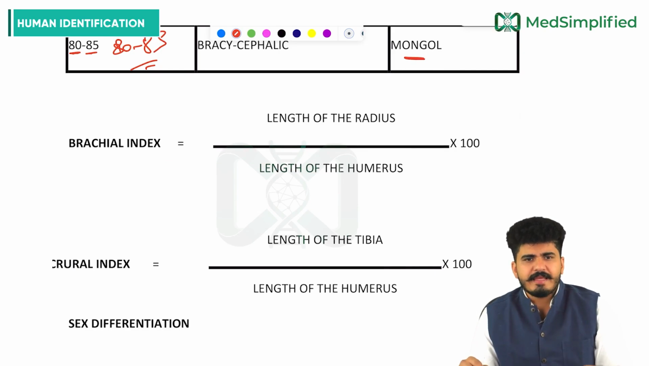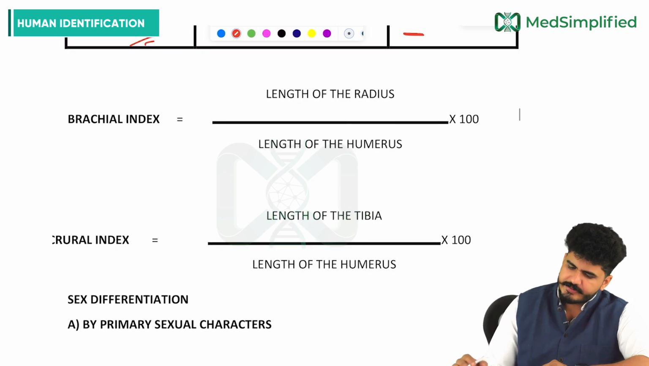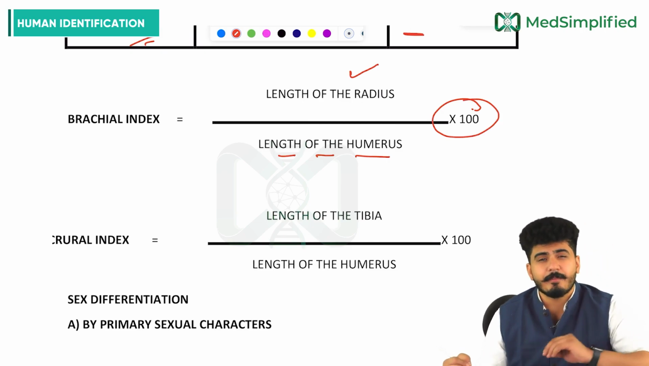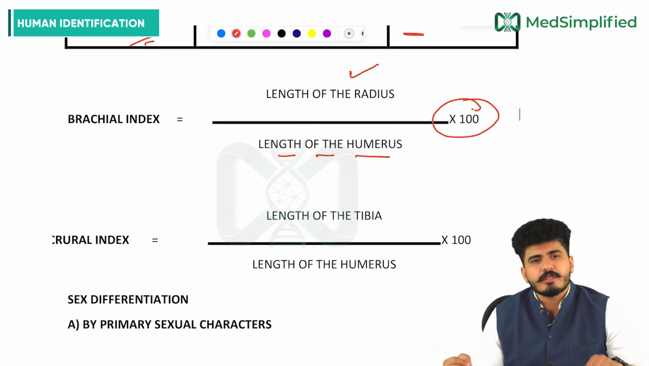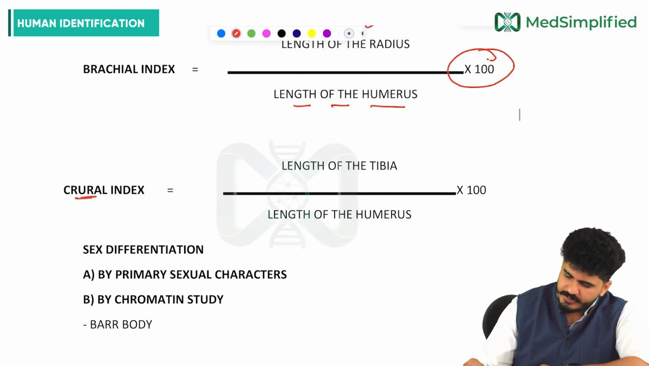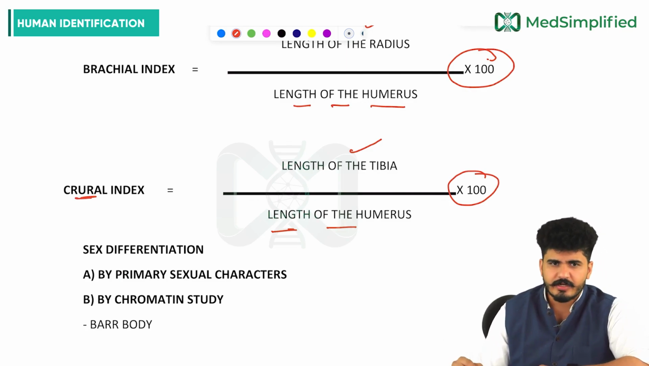Now, the brachial index. What is the formula of the brachial index? Remember, length of radius upon length of humerus multiplied by 100. This will give us the brachial index. Now, the crural index: length of tibia upon length of humerus into 100. It will give us the crural index.